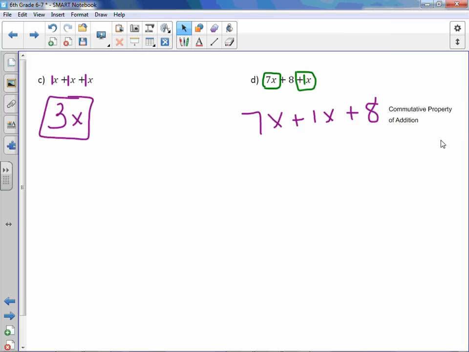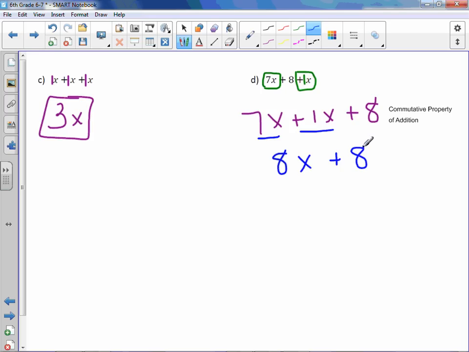Okay. And now let's actually take care of those. So again, think of the variable like apples or bananas or bicycles. You have 7 bicycles plus 1 bicycle, which is 8 bicycles. And then bring down that plus 8. Remember, these are not like terms. It doesn't matter if the numbers are the same or not. It's the variables. Since this has a variable x and this term does not, they are not like terms, so that's our answer.